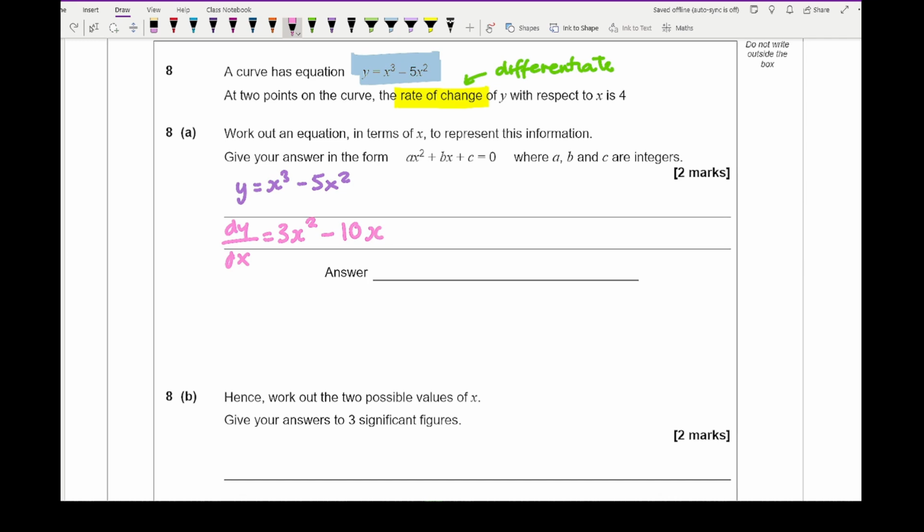Then from this, we know that that is equal to 4. So then what I've got is 3x squared minus 10x minus 4 equals 4. And then I just take the 4 over to the other side, leaving me with the answer of 3x squared minus 10x minus 4 equals 0, which is exactly the form that they wanted me to find.